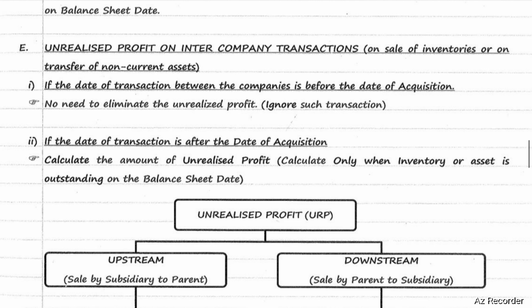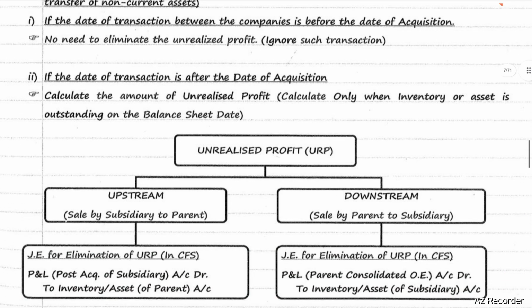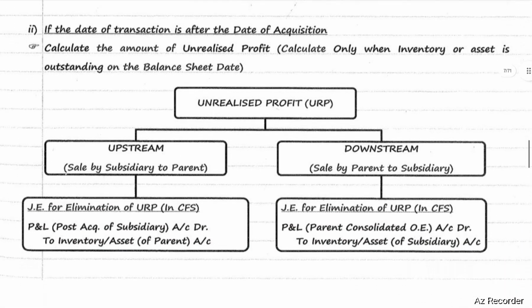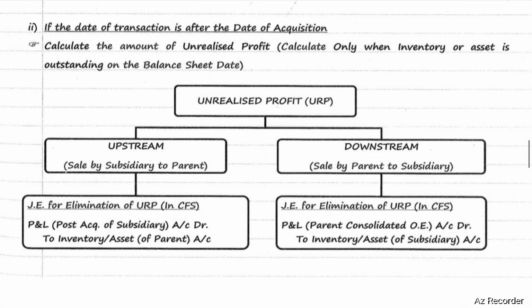Unrealized profit. In case of upstream transaction, means sale by subsidiary to the parent, the journal entry for elimination of unrealized profit in CFS is P&L account debit to inventory or asset of the parent account. P&L account is post-acquisition P&L of the subsidiary. Post-acquisition profit should be considered.